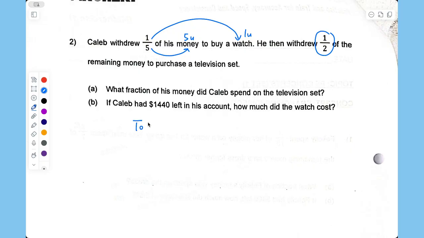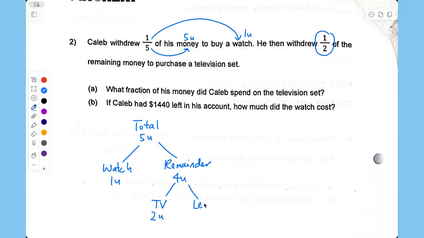Let's solve this by branching. The total units is 5 units. And out of this 5 units, he spent 1 unit on a watch. And the remainder will be 4 units. He then withdrew half of the remaining money to buy a TV set. So the remainder is 4 units, and half of 4 units will be 2 units. So 2 units is spent on the TV set, and what is left will be 2 units.